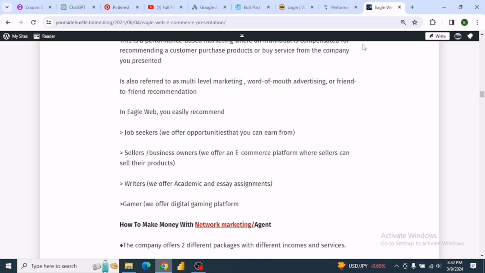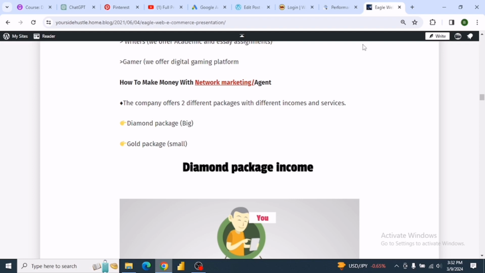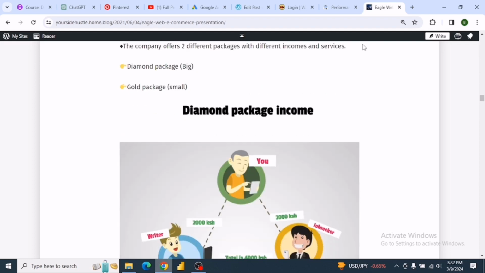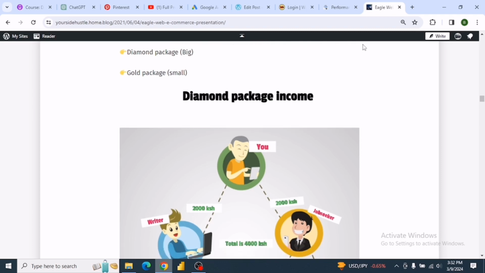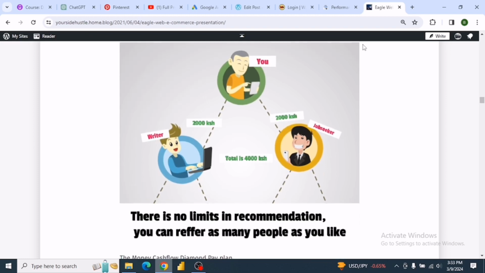With Eagle Web, we have 2 packages: a diamond package, that is for the big boys, and the gold package. This is not a small account, but it's for beginners who are just getting started. Let's go through the compensation plan of the diamond package. With the diamond package, when someone joins you, or you recommend Eagle Web and someone joins with a diamond package, no matter whether you are a gold or a diamond, you earn 2000 shillings. This is on your level 1.